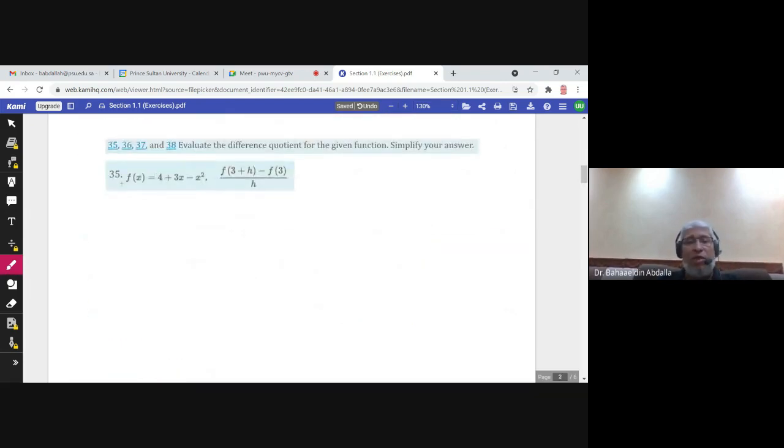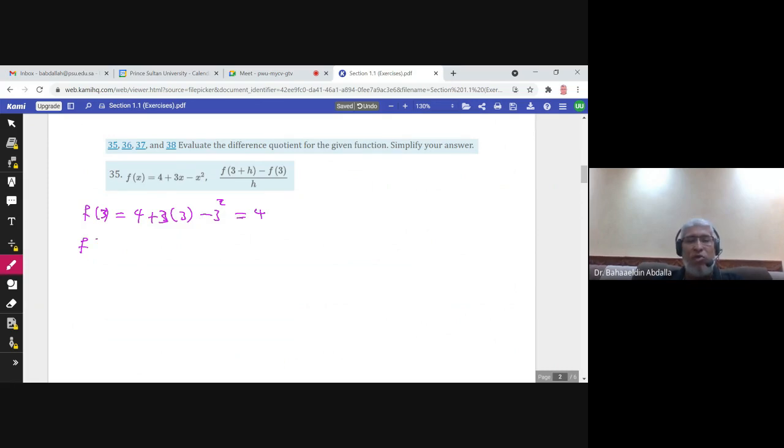Another question, 35. This is f of x given, and find this quantity, the difference quotient, and simplify your answer. Well, let us find first f of 3. To find f of 3, I replace x by 3. So this is 4 plus 9 minus 9. So it is 4. So f of 3 is 4.